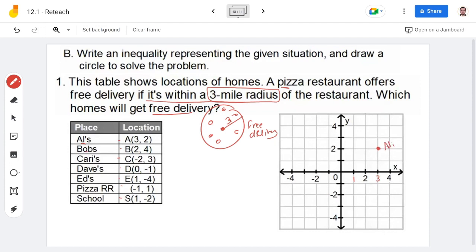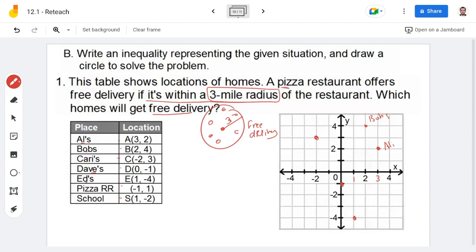Now the second one is Bob's. Bob's is 2 and 4. So this is Bob's. Then we have Karis. Karis is -2 and 3. So it should be here. Then we have Dave, 0 and -1. Then we have Aids. Aids is 1 and -4.